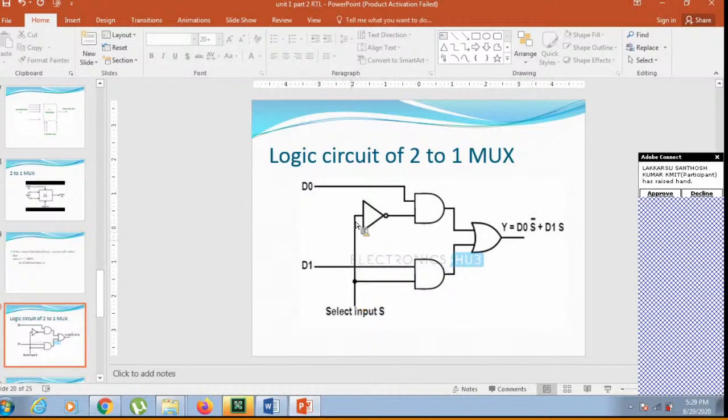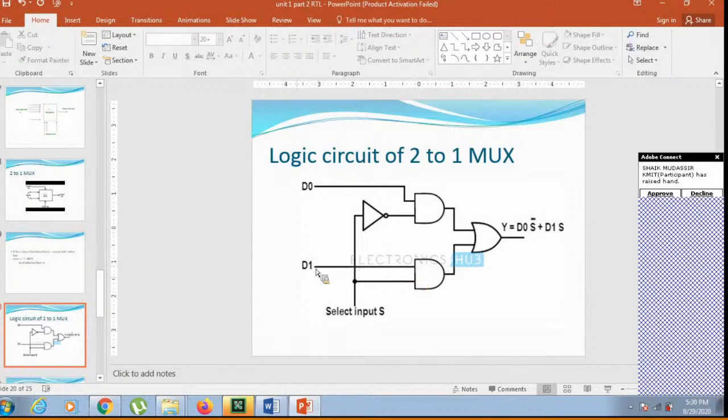So this is your select line. Your select line is S. Complement is represented using the NOT gate. How do we draw this NOT gate? A triangle with a small circle at the end. So the NOT gate represents S bar, that is the complement of S. So D0 S bar.